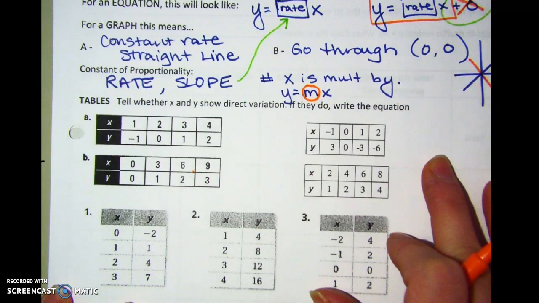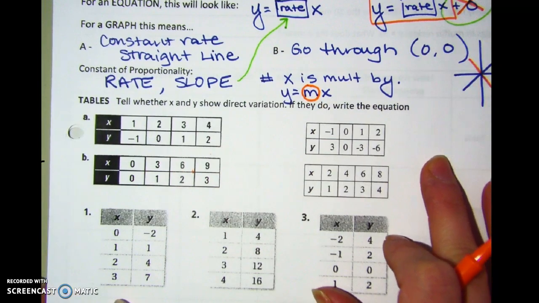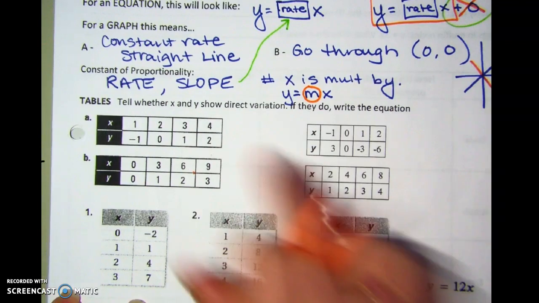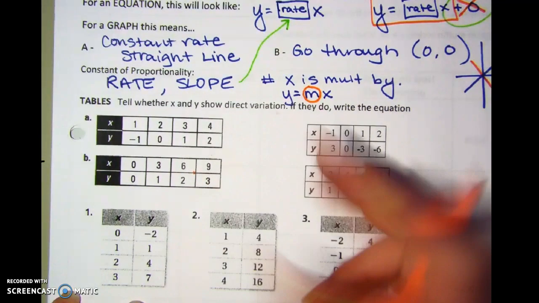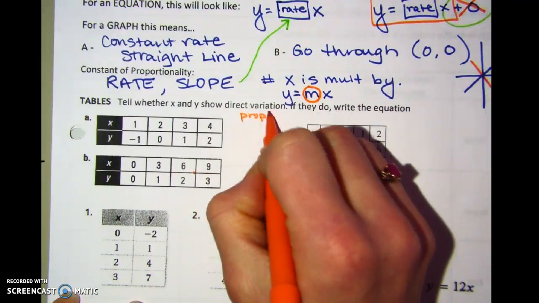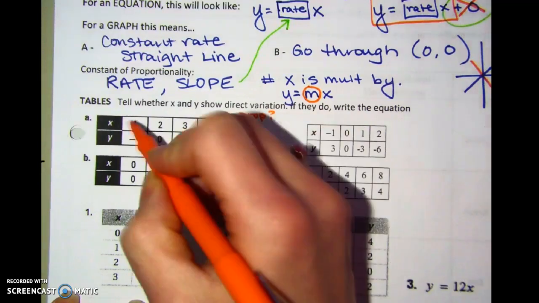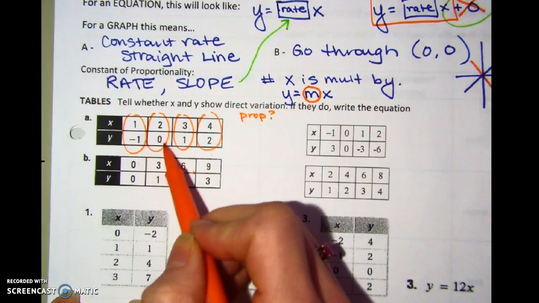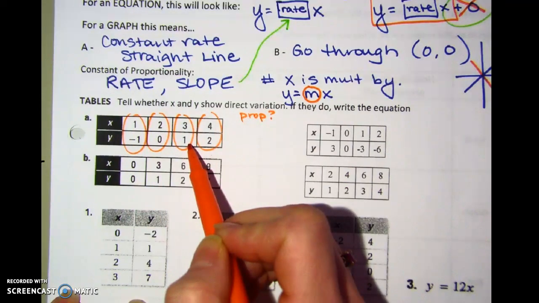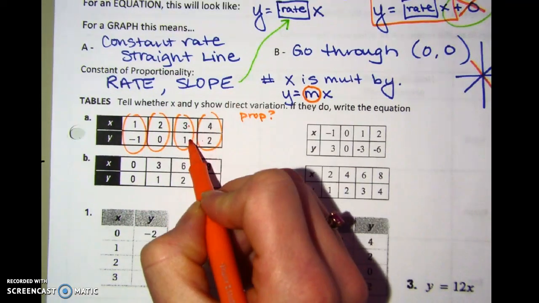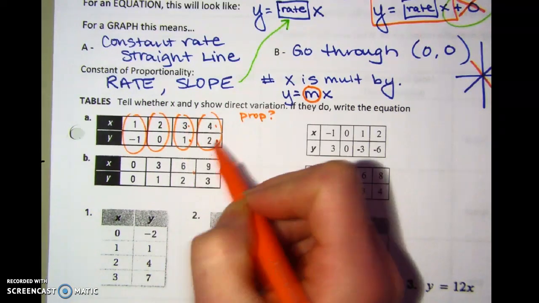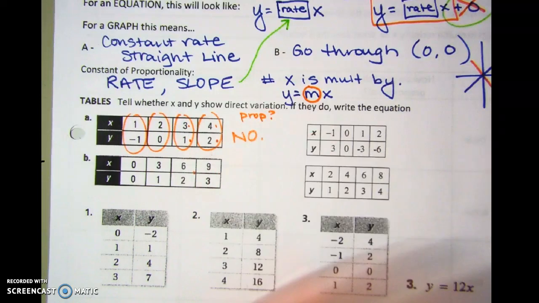Tell whether x and y show direct variation. If they do, write the equation. Okay, so I'll do a couple. I'm looking to see if they're showing direct variation, which means are they proportional? Well, we said we have to check all of these ratios like we've been doing. As soon as I check these ratios and I get some that don't match, like 3 over 1 is not the same as 4 over 2, right? If I simplify these or divide these, they don't give me the same thing, then my answer is no.